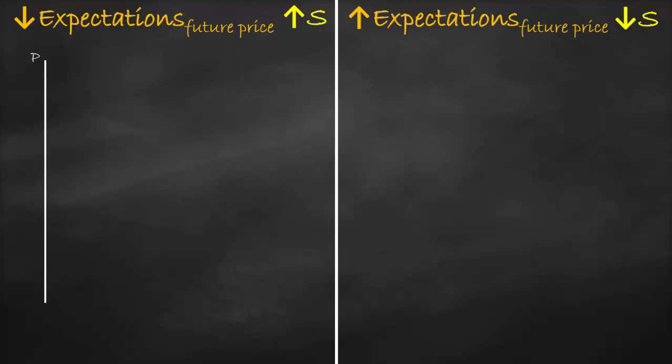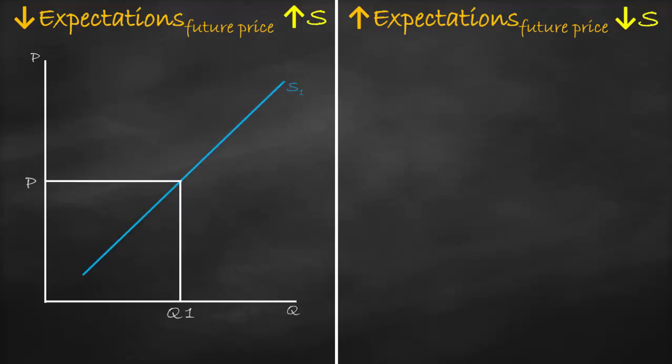Let's draw it. This is our y-axis, which is the price, x-axis, which is the quantity, our upward supply curve. You choose any price level and get quantity supplied 1. And then, if we have expectations of a lower future price, we will have higher supply. Higher supply means shift to the right. So it will shift to the right at S2.